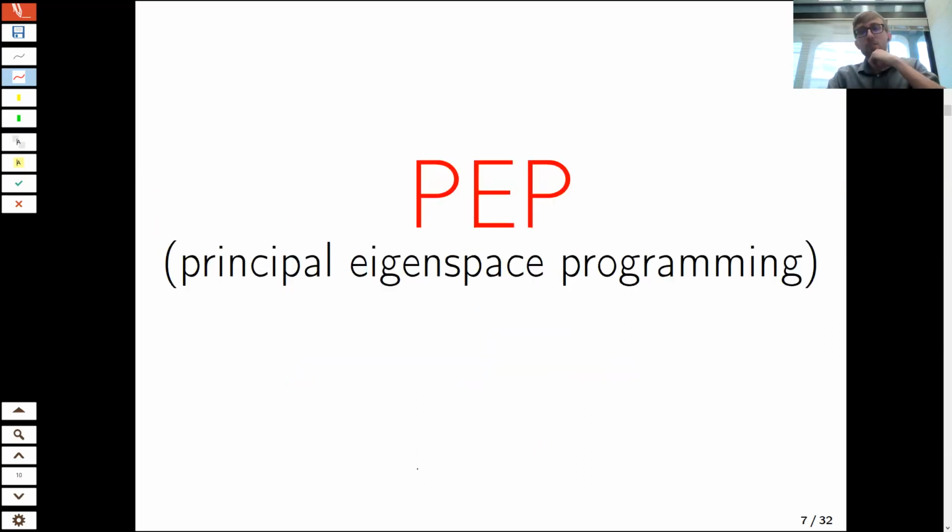So that's the setup for the type of problem we're working with. Now I want to give you 2 solutions to this problem, 2 different algorithms that take that type of information, 1 bit quantized phase retrieval measurements, and tell you how to estimate the signal that was measured in the first place. So the first, I'm going to call PEP, or Principal Eigenspace Programming.